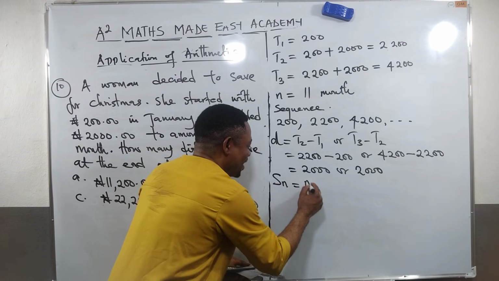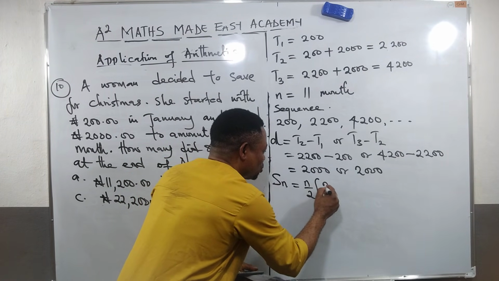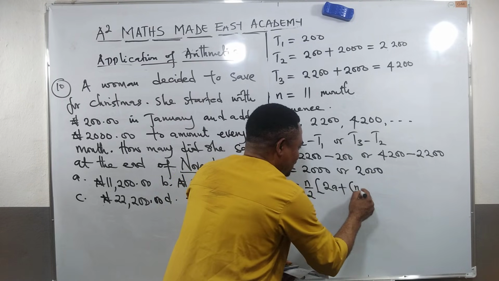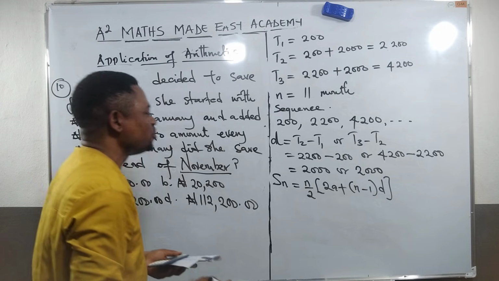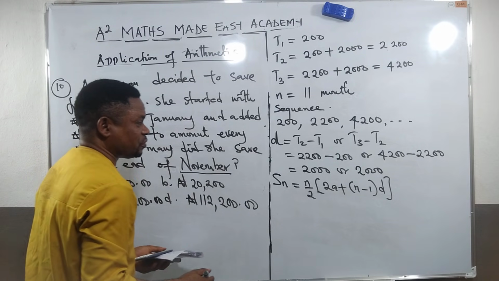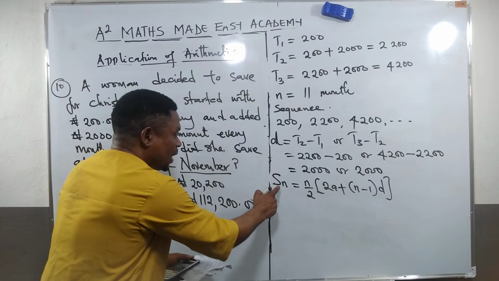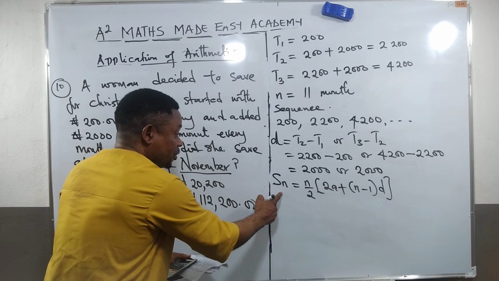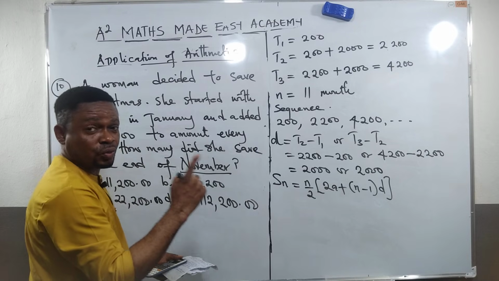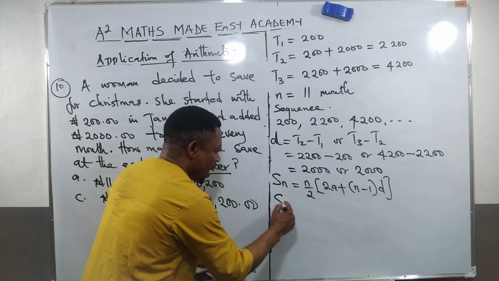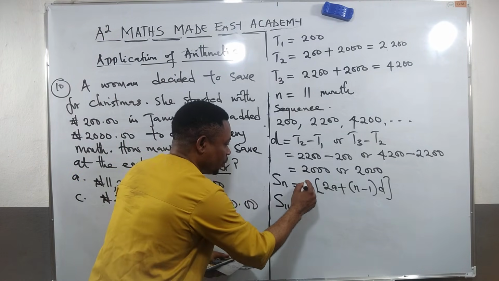Then let's go. Don't forget this formula: the sum is n over 2, open bracket, 2a plus bracket n minus 1 times the common difference. Now can you see that we are looking for something? What are we looking for? The total amount she saves at the end of the 11th month.